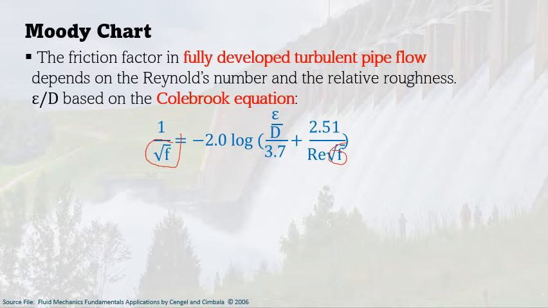This equation is again the Colebrook equation, and you can see here that we can get the friction factor based on the ratio called the relative roughness, and if we have the Reynolds number. This is only applicable if we have a fully developed turbulent pipe flow. So do not use this equation if you have a laminar flow. Instead, you use 64 over Re if the flow is laminar. This one is only for turbulent.